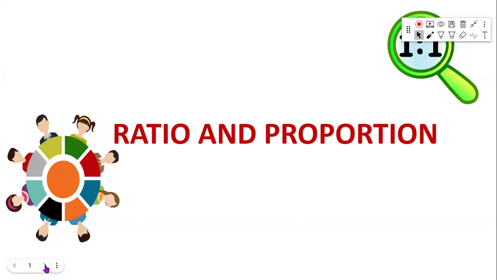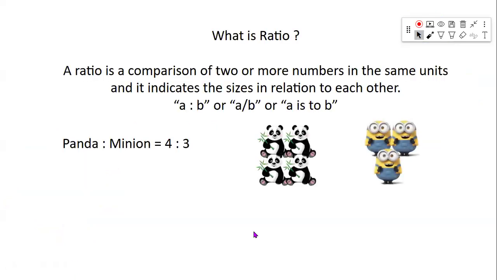So let's understand what a ratio is first. A ratio is a comparison of two or more numbers in the same units. You should understand this word, same units. I can compare kilogram to kilogram, or kilometer to kilometer, or rupees to rupees. Units have to be the same. I cannot compare grams with kilograms or meters with kilometers. Units have to be the same, and it indicates the sizes in relation to each other.